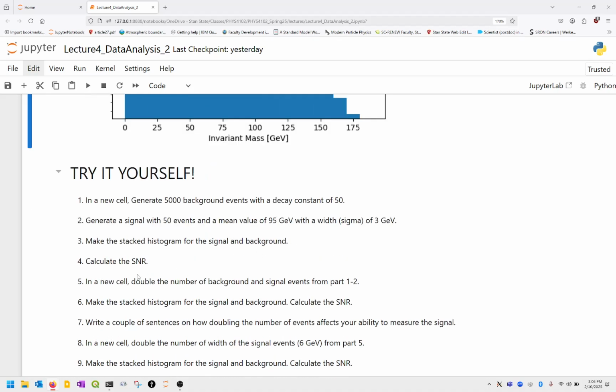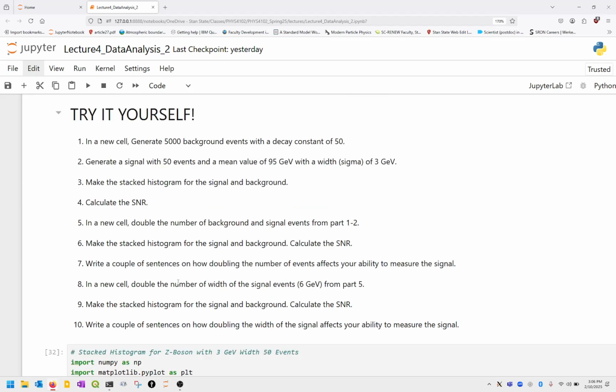And then calculate the signal to noise, and then repeat the same thing, but double the number of background and signal events. Instead of 5,000 and 50, you go to 10,000 and 100, which is what you did in the first place.